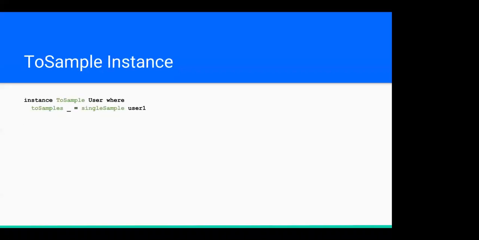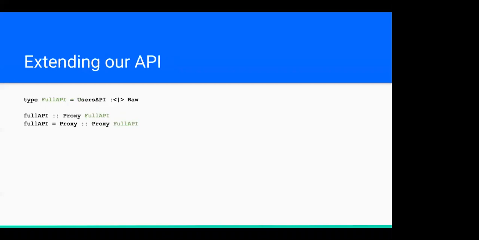Oh, and I guess I didn't mention this, I didn't put a slide for this, but if you have the basic auth combinator, then you would need, I think it's called toAuthInfo, is the instance you would need for that. So that's a detail that's slightly missing.